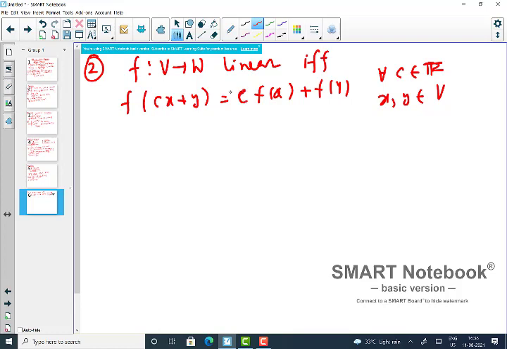And 'if and only if' means there are two ways, right? One part is obvious. If f is linear, this is obvious, because this comes from the first property, addition, and this comes from the second property. So one part is obvious, it is actually trivial.